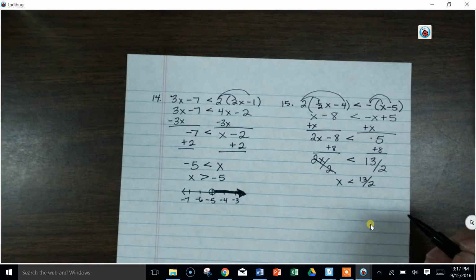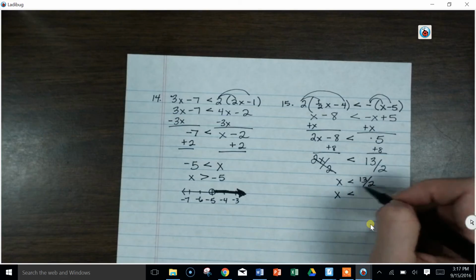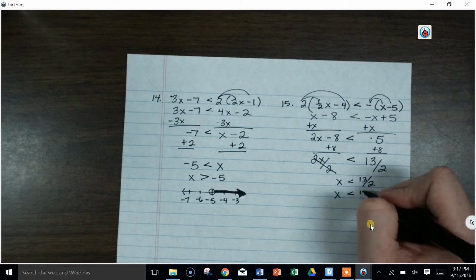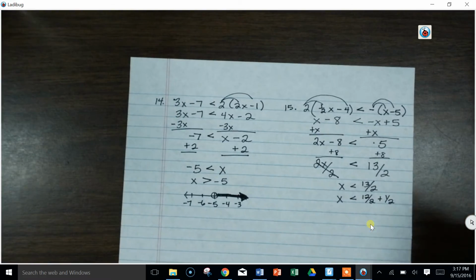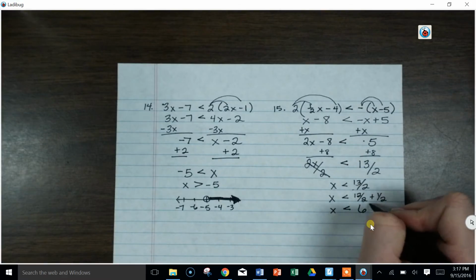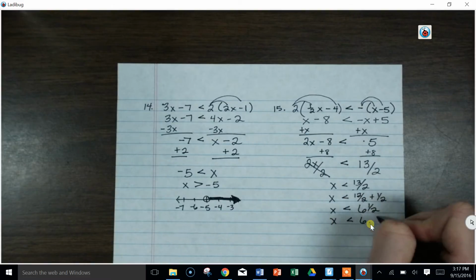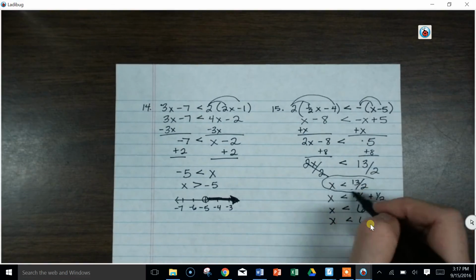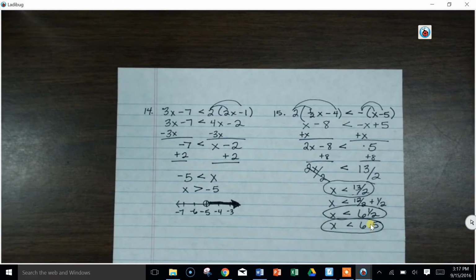I'm going to get that as a mixed number and as a decimal so I can look at it more than one way. If I say x is less than 13 halves and I want to split up 13 halves to get a mixed number, well, I know that 13 halves is 12 halves plus 1 half. 12 divided by 2 is 6, so x is less than 6 and a half. Well, 6 and a half is the same as 6.5. So my answer could be this, this, or this. All of those are acceptable forms of the right answer.